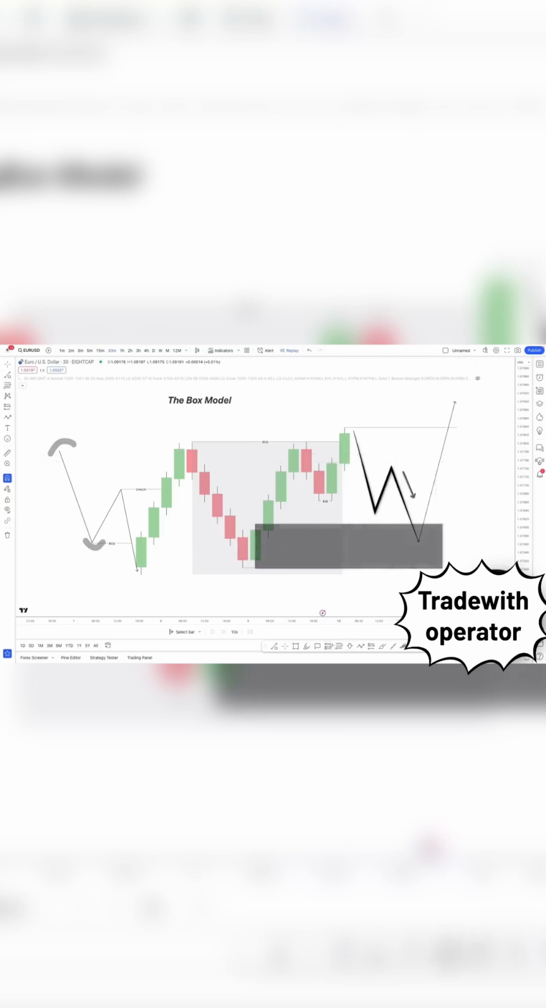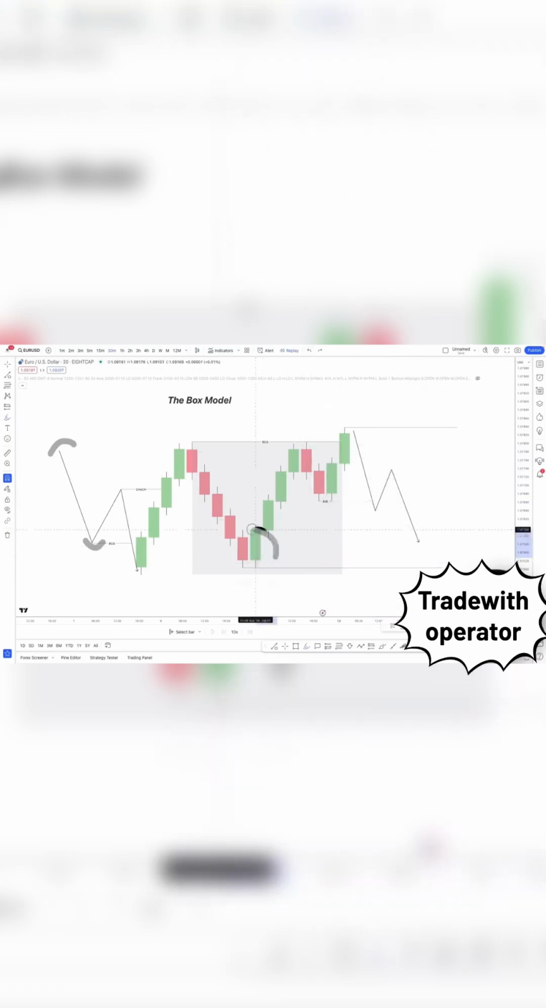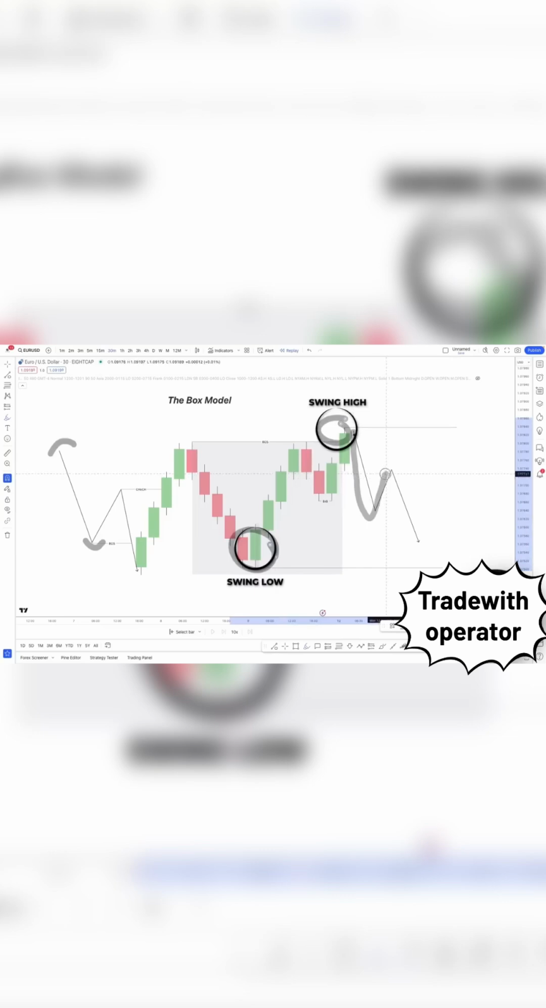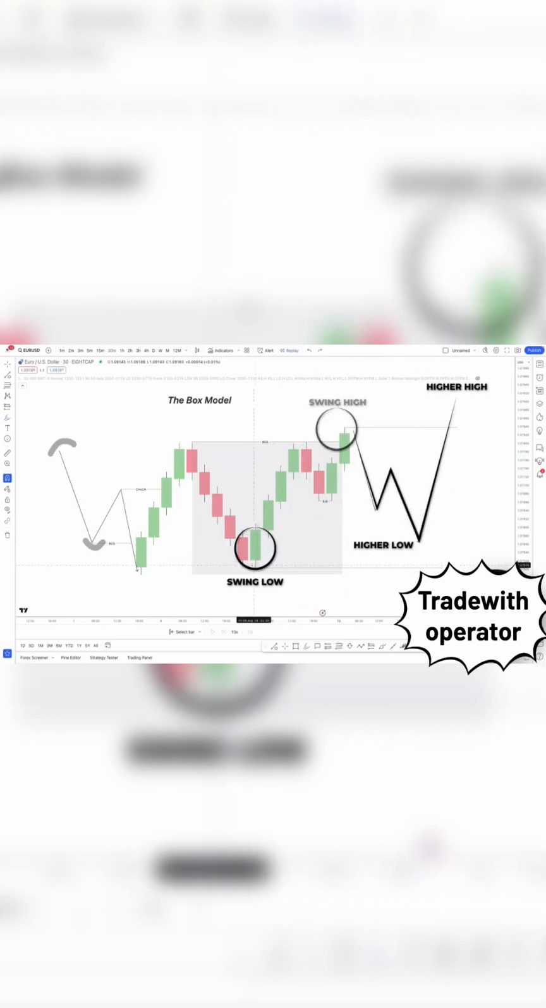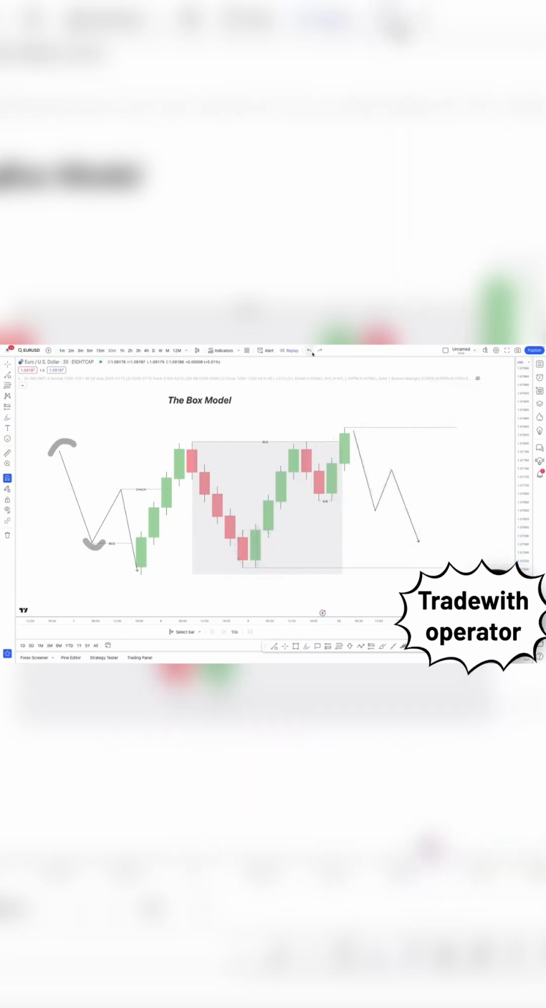And so whilst the other traders get caught on the wrong side of the market, they think price is going to buy from here, it doesn't, then they try to sell, and then it blasts through. Well, actually what happened was, this is the swing low, this is the swing high. All we're expecting is a higher low and a higher high. But only because we understood the box model were we able to identify that this is our swing low and not this. So be careful when you're marking out your highs and lows not to make this mistake. Make sure that you're following this box model. It will not let you down.